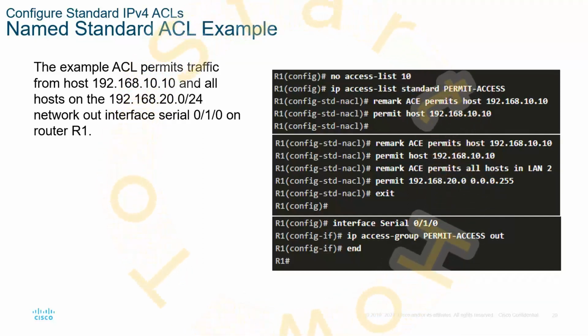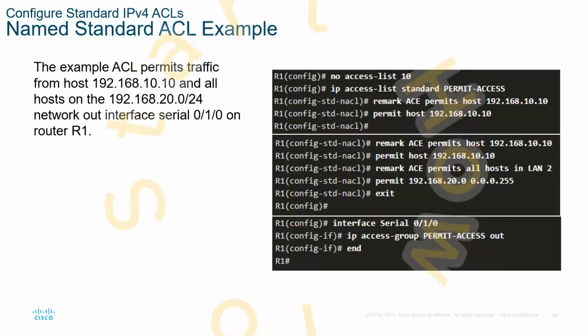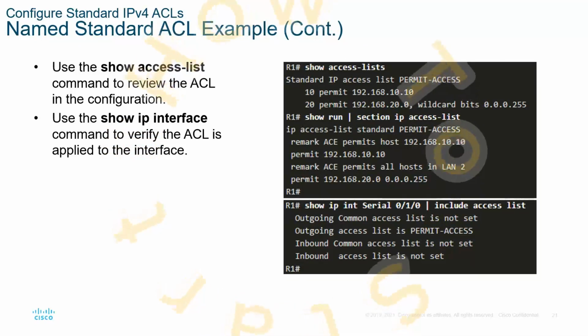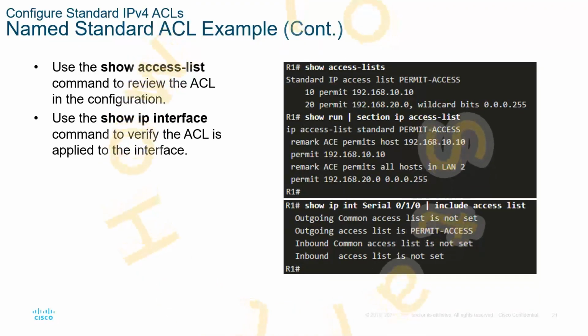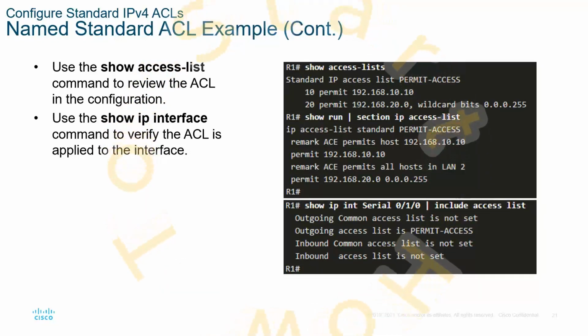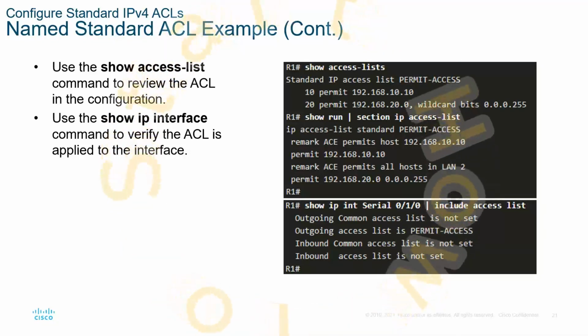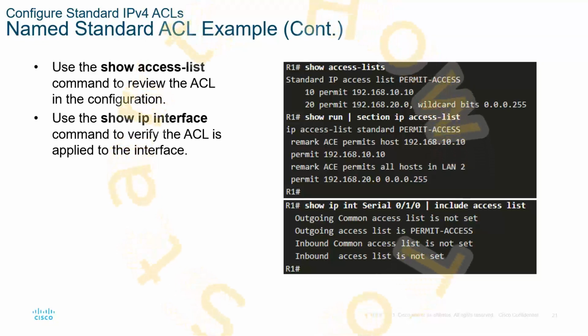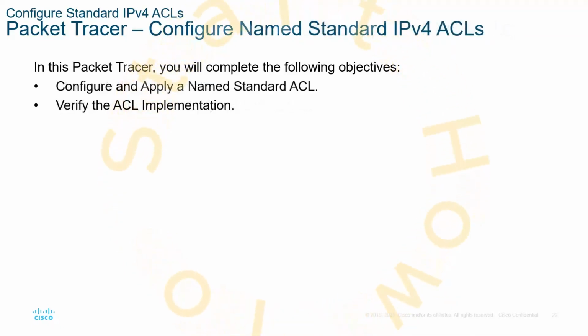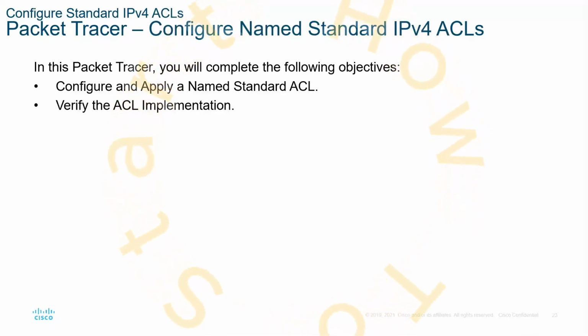Here we're processing it as it leaves. How can we verify? We can do show ip access-list, show ip int serial is another, and again sectioning out the portion that just has access list. That way we can see what content is actually there. Here we have a Packet Tracer lab for configuring a numbered standard IPv4 ACL. We also have another one covering something slightly different.